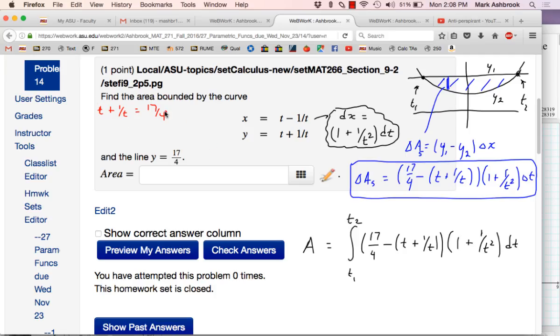I'm going to multiply through by 4t and subtract 17, doing three steps at once. So we get 4t squared plus 4, minus 17t. So I multiply through by t, I multiply through by 4, and no, that's not right. So this is 4t squared minus 17t plus 4, sorry. So yeah, this will be 4t squared minus 17t plus 4.